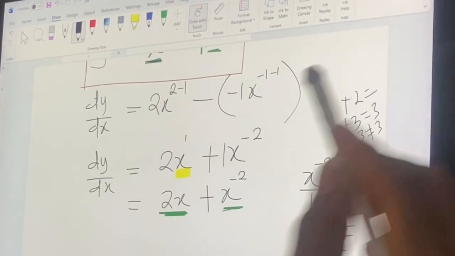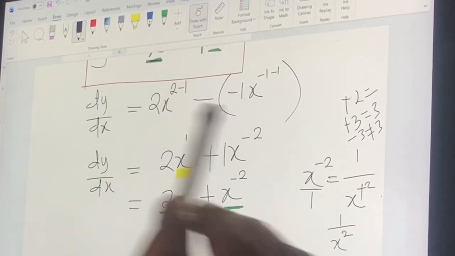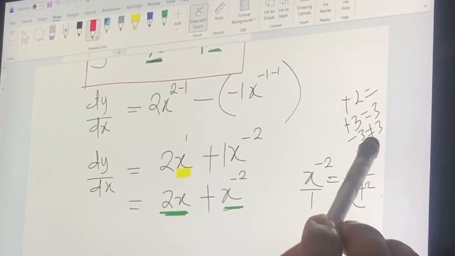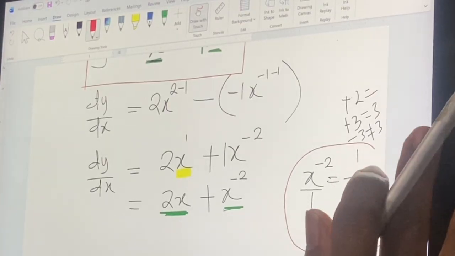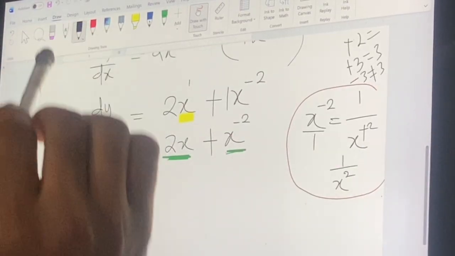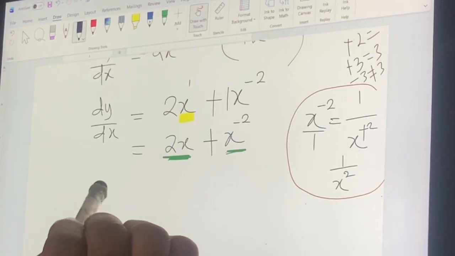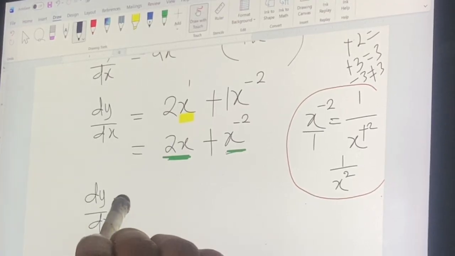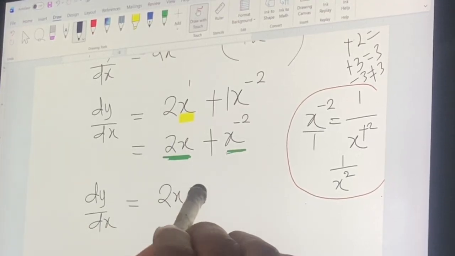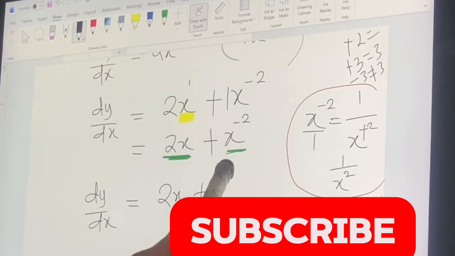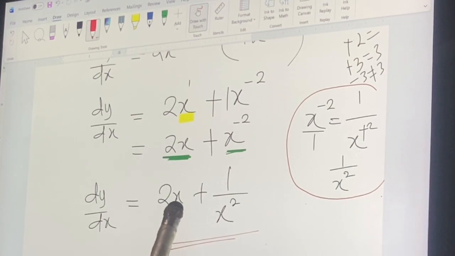Please take note. So let's do the same thing here. Let's apply this law here. Now, when you apply this law here, our dy over ds will be equal to 2s plus 1 over s raised to the power of 2. Please take note. Our dy over ds will be 2s plus 1 over s raised to the power of 2.